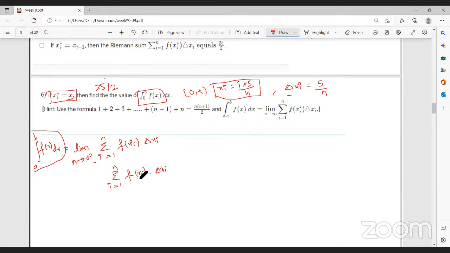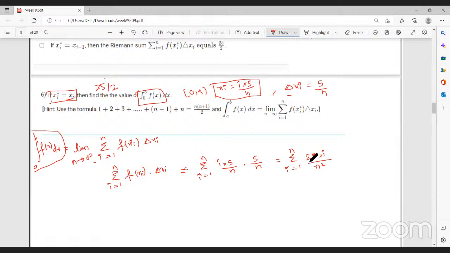What is my f of x? Sorry, f of x equals x only, right? Yes, sir. Yes. So if I put this xi into this, what will I get? It will be summation of i equals 1 to n. What is xi here? 5i by n. So i into 5i by n, into delta xi, which is 5 by n. So it will be summation of i equals 1 to n, 25 upon n square, i.